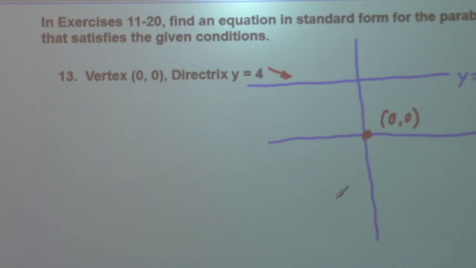What else can we get from this? What else do we know? We know it's facing downward, right? Very good. Where's the focus? It's going to be in the opposite direction from the vertex, the same distance. So our focus is this point here, (0, -4), and Jace is exactly right. We also know the parabola is facing down, so it's going to look something like this.